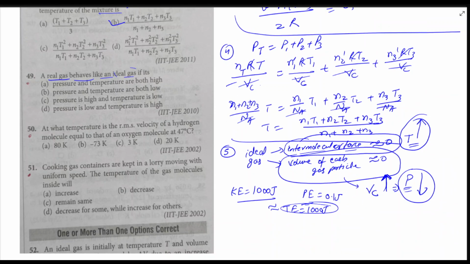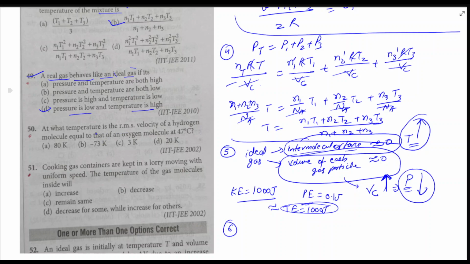So what option will it be? Temperature will be very high and pressure will be low. So option D is correct. Perfect. Next, let's move on to our sixth question.